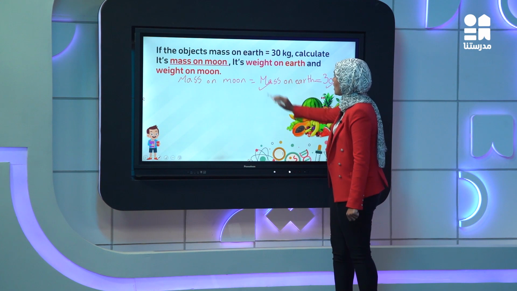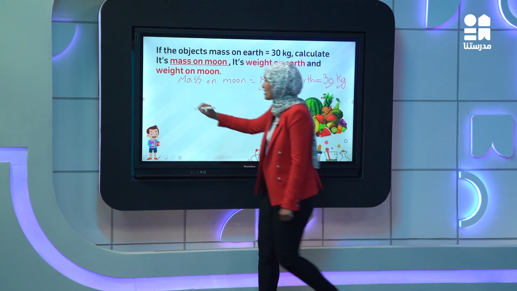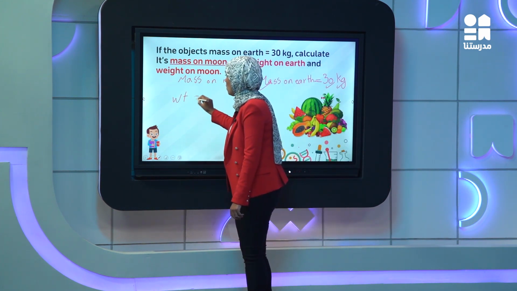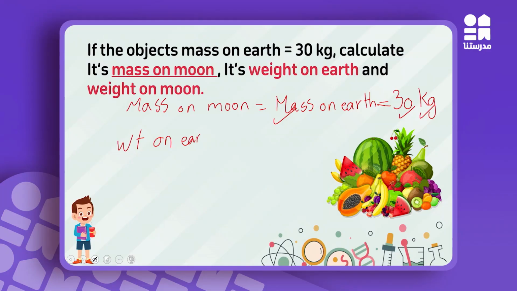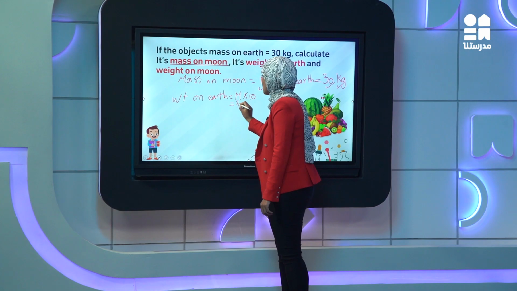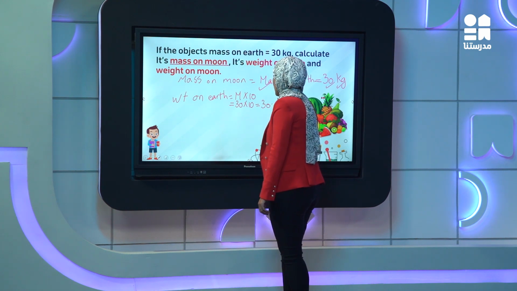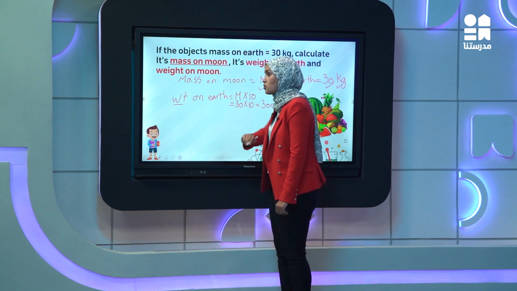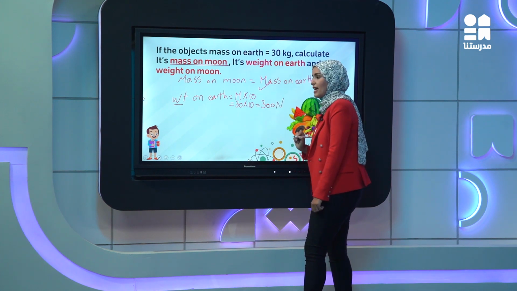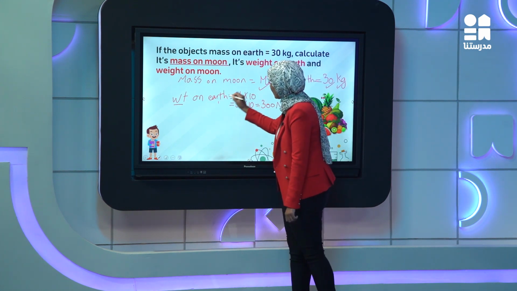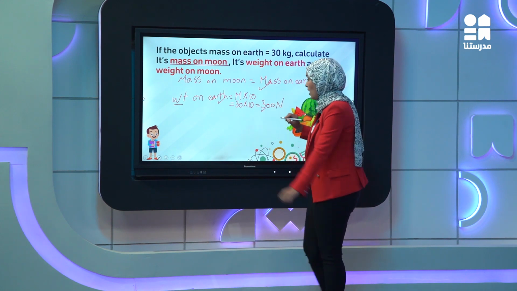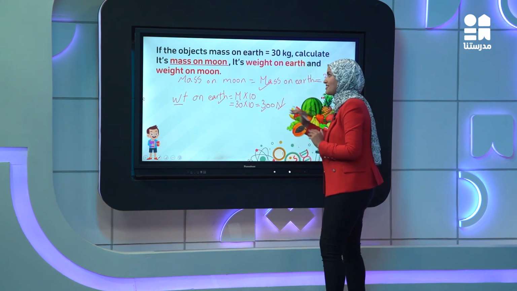The second one, I want to measure the weight on Earth. Weight on Earth equals mass times 10. What is the mass? Mass equals 30 kilogram. 30 times 10 equals 300. I look again: I'm measuring weight, so my unit is Newton. Let me check myself. I write the rule, tick. I write the number, tick. I write the unit, tick. Now I have finished the second step.